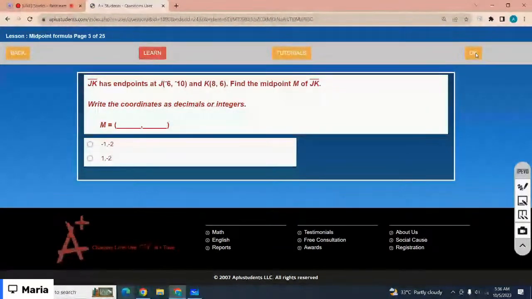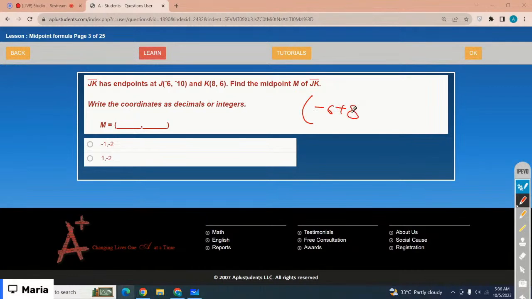Okay, JK has the endpoints (-6, -10) and (8, 6). Find the midpoint M of JK. So how do you calculate the midpoint? You need to add the x components, -6 plus 8 over 2, and -10 plus 6 over 2, right? 8 minus 6 is 2 over 2, -10 plus 6 is -4 over 2. So that would be 1 and -2. So the midpoint is 1 and -2, right? The second option is the correct one.